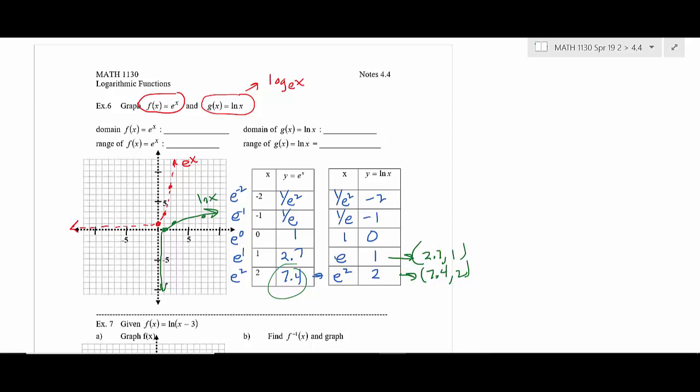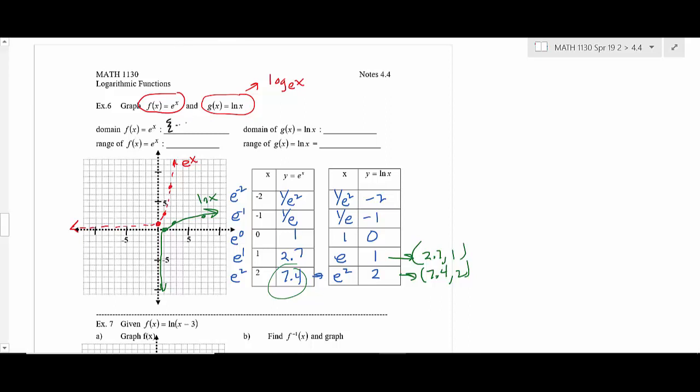In other words, think of it this way. Is there any number you can think of that an exponent can't do? Exponents can be negative, right? They can be 0, they can be positive, they can be fractions. Exponents can be anything. So the domain of e to the x is all real numbers. I'm just going to write this in set builder notation.